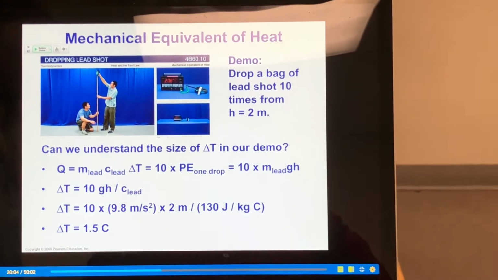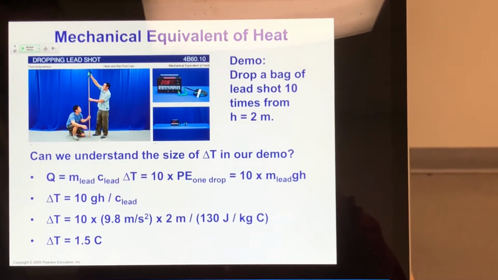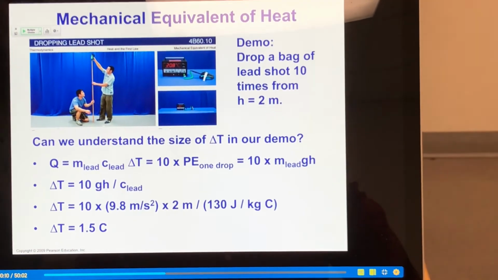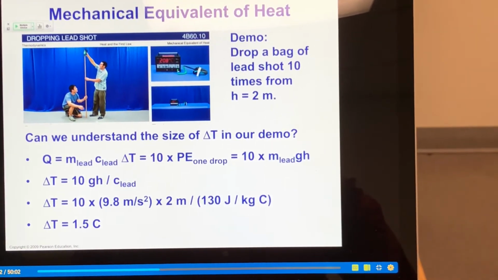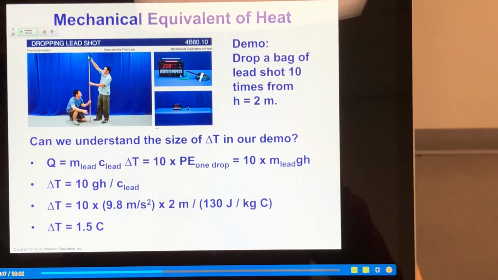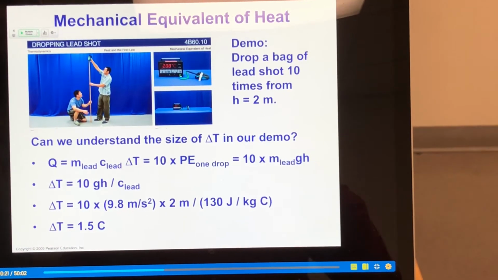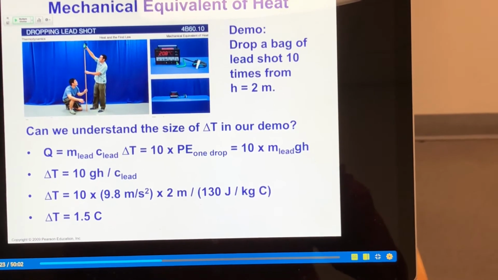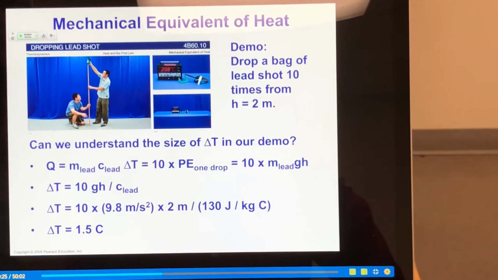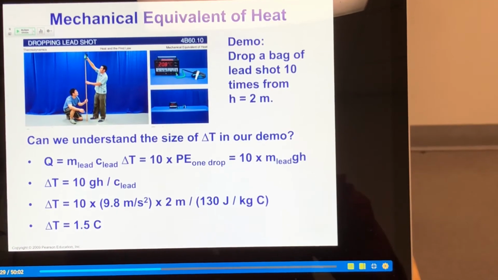So we did our experiment. Let's actually show that we can calculate to within 25–50% or so how much the temperature rise should have been. So Q here is the amount of heat we added by dropping the lead 10 times. So we know it's 10 times the potential energy for one drop, right? So we have a factor of 10 for the number of times the potential energy, mgh.